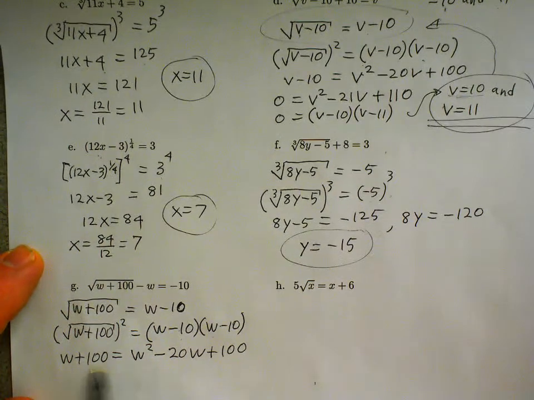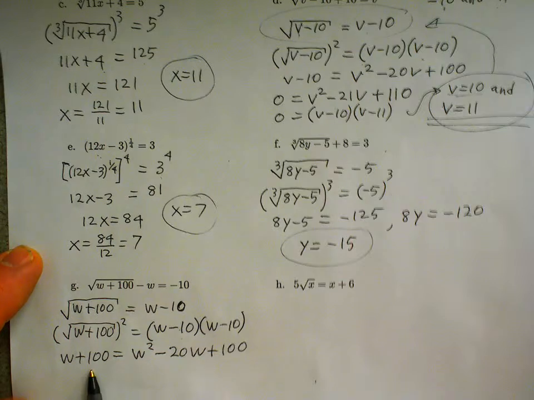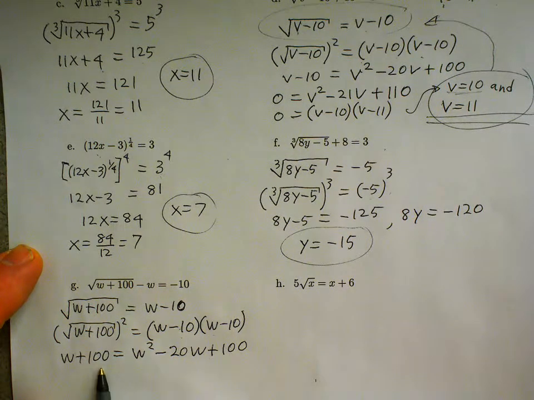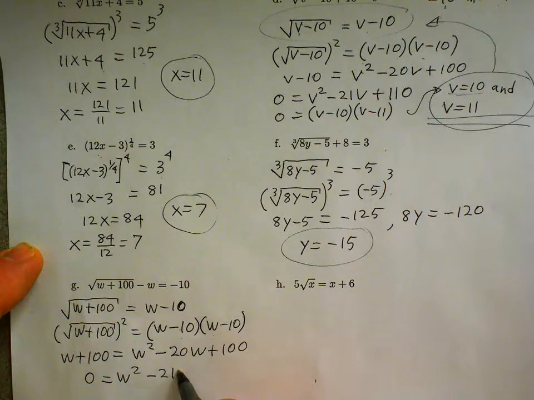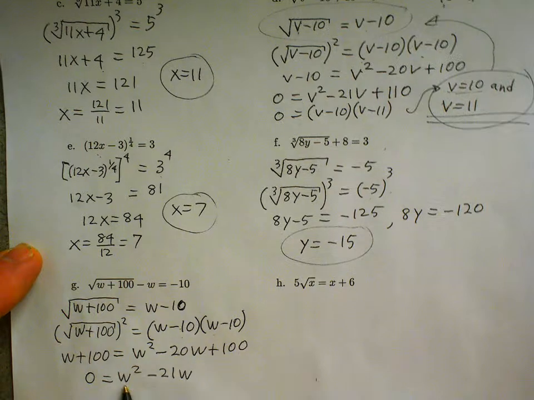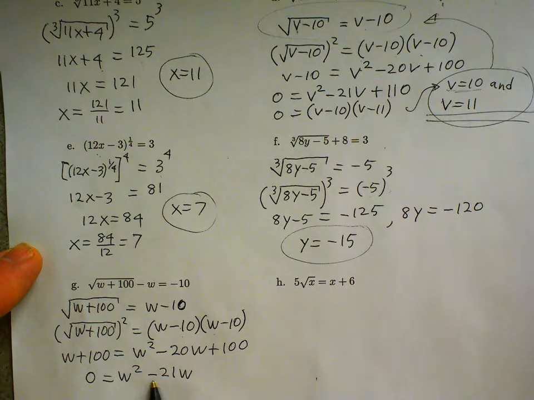We'll make the left-hand side 0 by subtracting w and subtracting 100. So we get 0 equals w to the second minus 21w, and plus 0, because when we subtract 100 from both sides, we're just left with w to the second minus 21w equals 0.